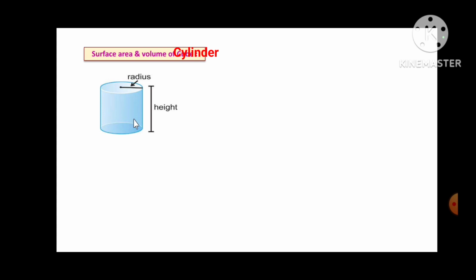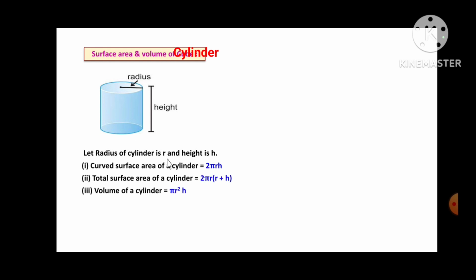Now we'll see the surface area and volume of a cylinder. You can see here the cylinder having radius R and height H. Friends, let the radius of the cylinder be R and height be H. So it has a curved surface. The curved surface area of the cylinder is 2 pi RH. The total surface area of the cylinder is 2 pi R into bracket R plus H. And the volume of the cylinder is pi R square H. So these are the 3 formulas for the cylinder.